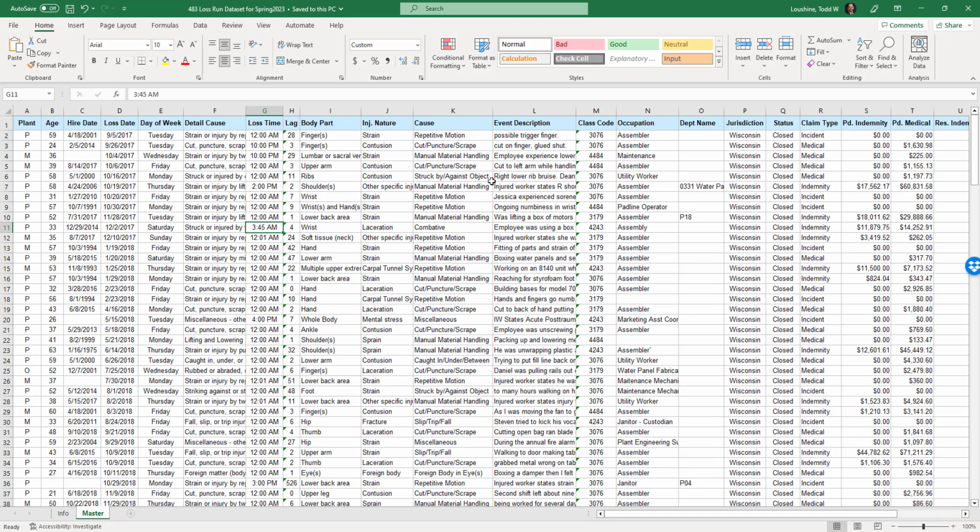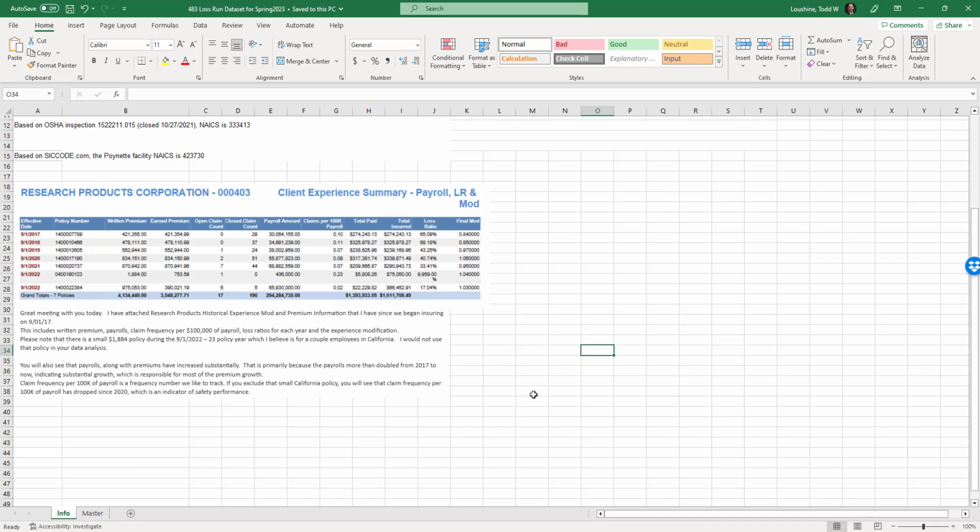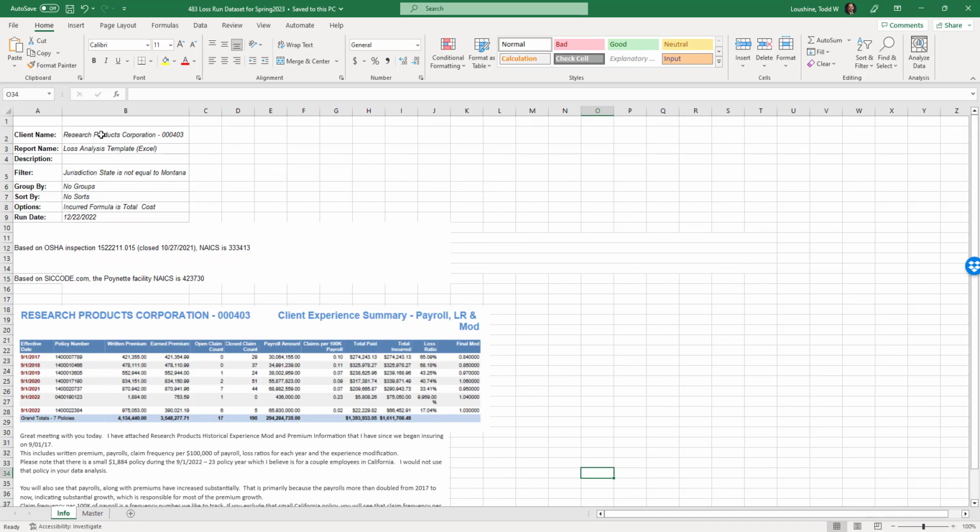Here's our data. I've got 2 tabs. The first one is information about the company. This is what I was sent, and there's their NAICS code. Based on SIC, it's different. Okay, let's ignore that for right now.